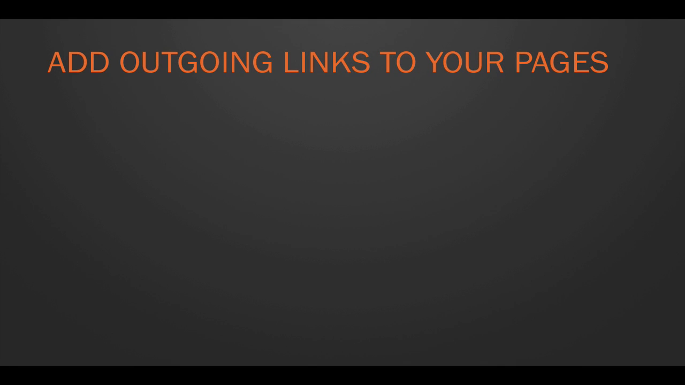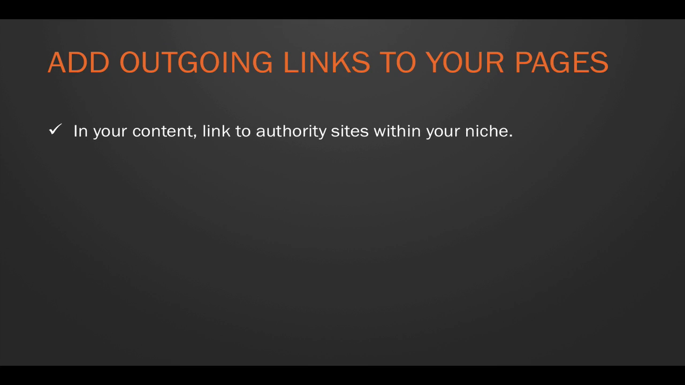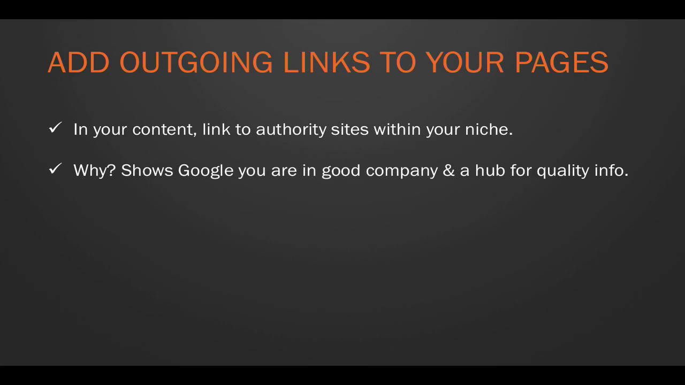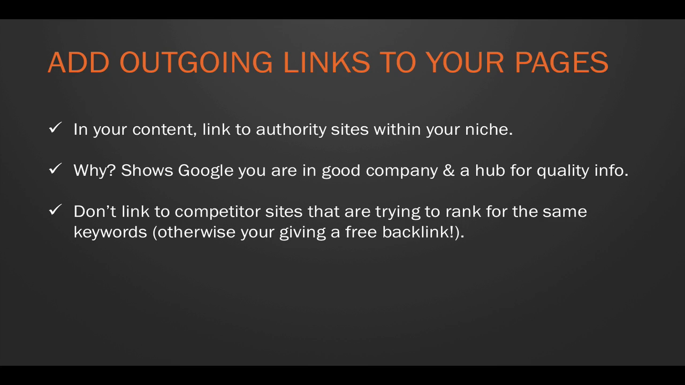So we've looked at interlinking between your pages. Now let's look at another very simple thing you can do to increase your SEO, which is to add outgoing links to your pages. So essentially this is in your content. What you want to do is drop in a couple of links to authority sites within your niche. The reason that we want to do this is because it shows Google that we're in good company with good authority sites and that we're a hub of quality info.